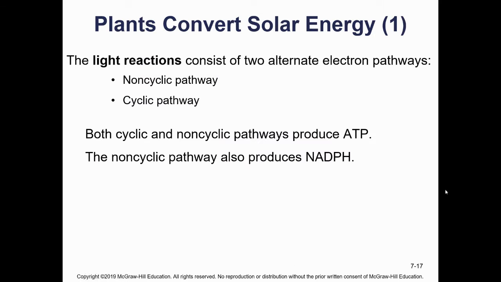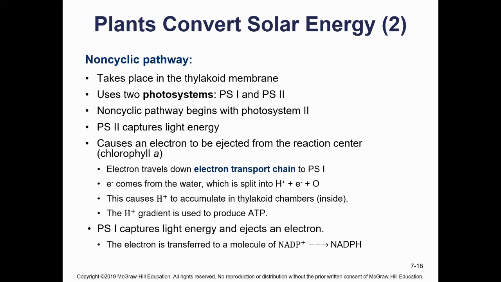Right. So plants are going to convert solar energy. We talked about the light reactions. We have the light reactions and the Calvin cycle. The light reactions have two alternate electron pathways. We're going to mostly focus on the non-cyclic pathway, meaning it's one direction, but there's also a cyclic pathway where things just recycle again and again. Both of these produce ATP. The non-cyclic pathway is the one that produces the ATP and the NADPH that I need in the Calvin cycle. So we're going to focus on it because it gives us both of the things we need. The cyclic pathway is just kind of like bonus ATP, so we aren't going to talk about that too much. If you know the non-cyclic pathway and you read something that doesn't describe it, you know it's the cyclic.